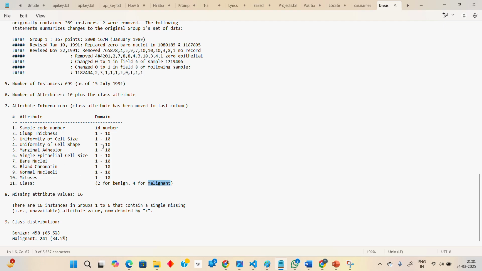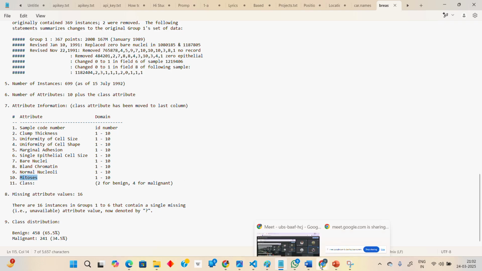And in order to define whether a person is affected with benign or malignant, we need some parameters to validate, right? Such parameters are: first is clump thickness, uniformity of cell size, uniformity of cell shape, marginal adhesion, single epithelial cell size, bare nuclei, bland chromatin, normal nuclei, and mitosis. These are the medical terms, which are being calculated maybe from the blood or from.